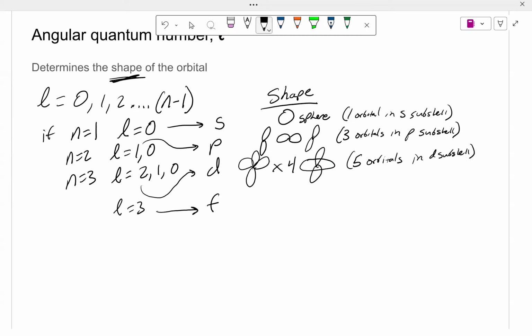And the F subshell, I'm not even going to try to draw them. Just know that there's like seven of them. There's seven f orbitals in an f subshell. Again, I've said this before, I'll keep on saying it. An orbital is just simply a mathematical solution of the Schrodinger equation of where you can find an electron.